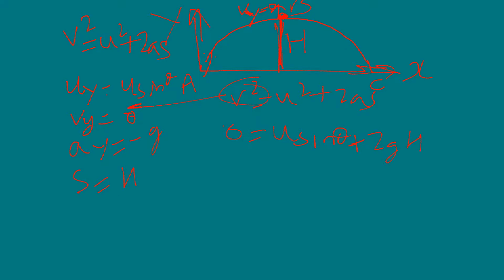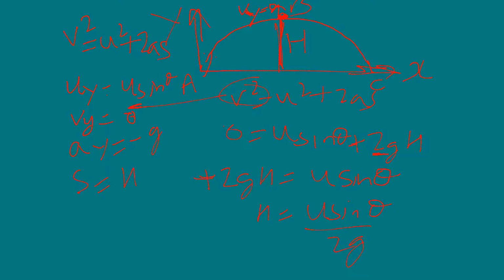So now we will bring this to the other side: minus 2gh equals (u sin theta) square. Since this is minus g, when it comes to this side it becomes plus. Now h equals (u sin theta) square upon 2g.